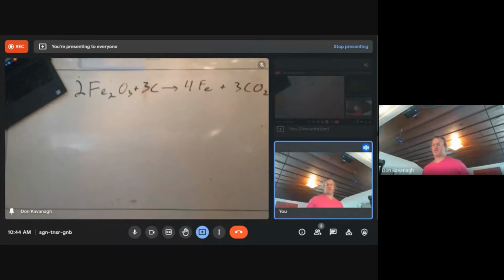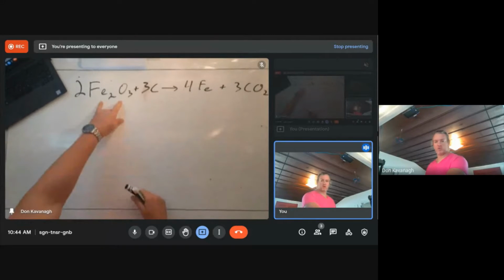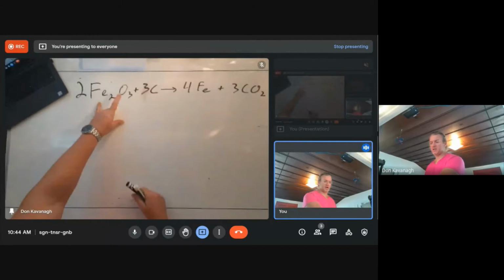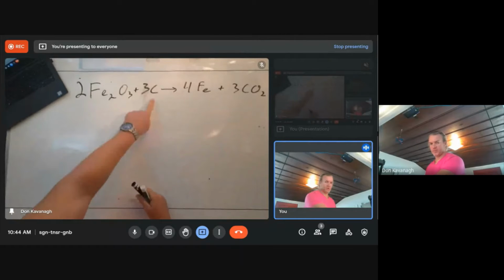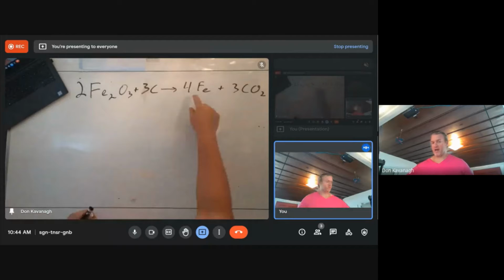Well, this is an advanced problem in stoichiometry, calculating the quantities of products and reactants with a balanced chemical reaction. Let's look at our balanced chemical reaction here. We have Fe2O3, iron oxide, reacting with carbon to produce 4 iron atoms and 3 CO2 gas molecules.